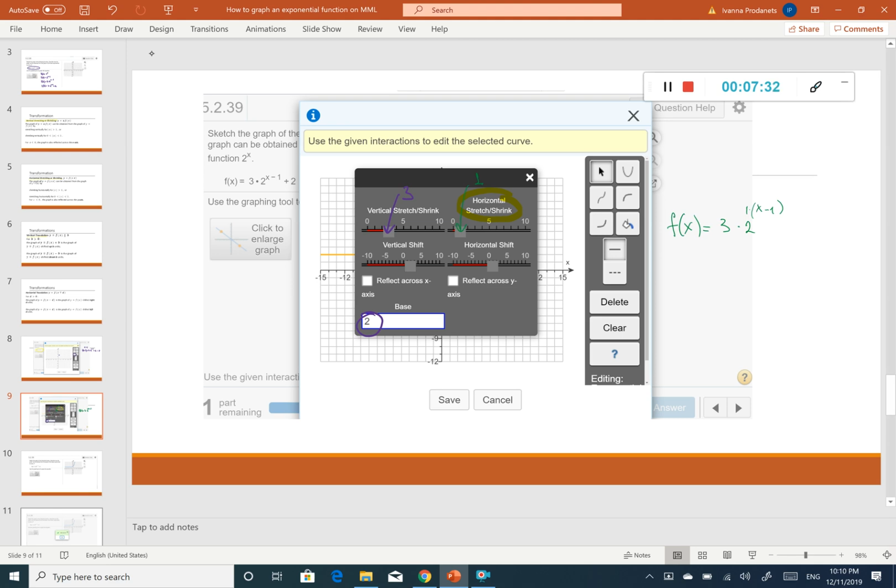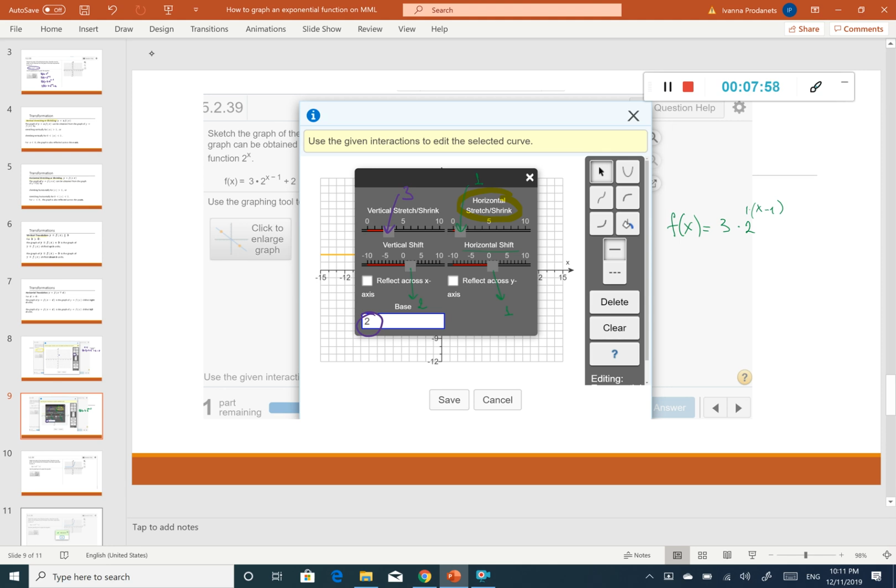Then they also ask you about horizontal shift. For the horizontal shift, you move your function to the right, and it means that you have to pick positive 1 here. Then you have a vertical shift, which is 2 units up. If you had a horizontal shift to the left, your unit would be negative in here.